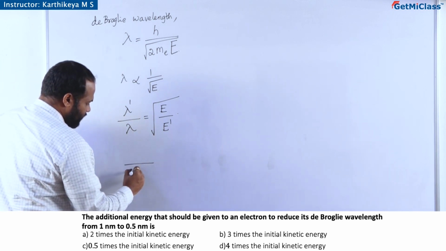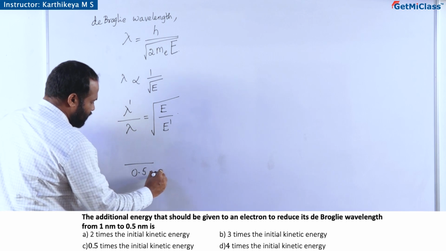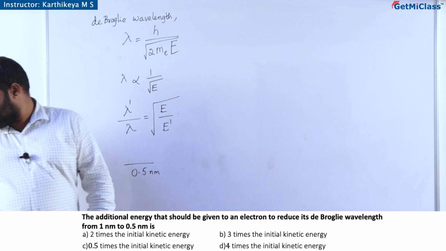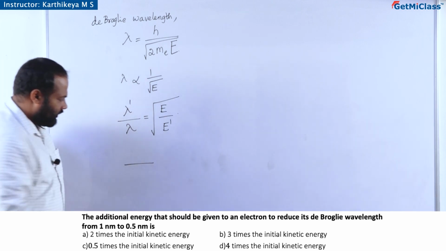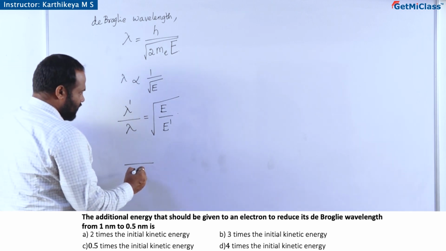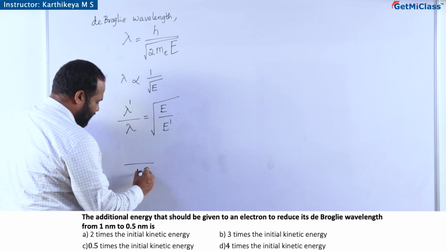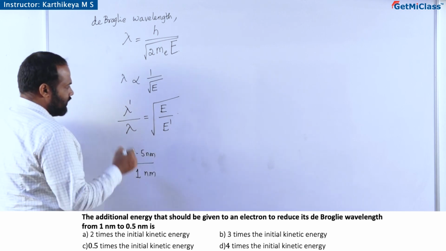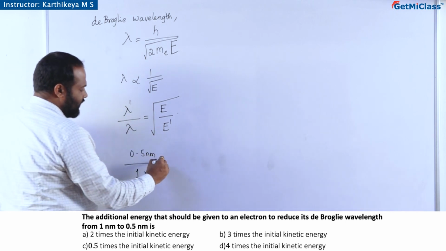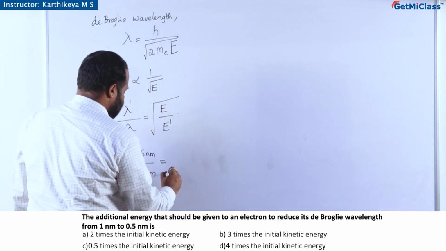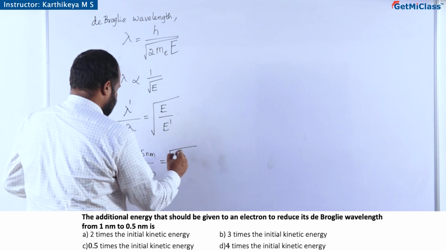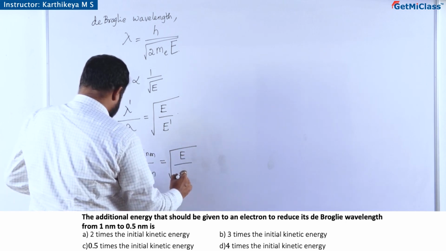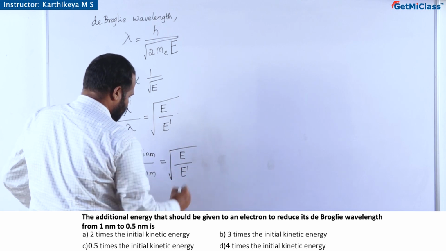Initial wavelength is 1 nanometer. Final wavelength is 0.5 nanometer. So, you are reducing the wavelength by increasing the energy. So, this is root of E by E dash.